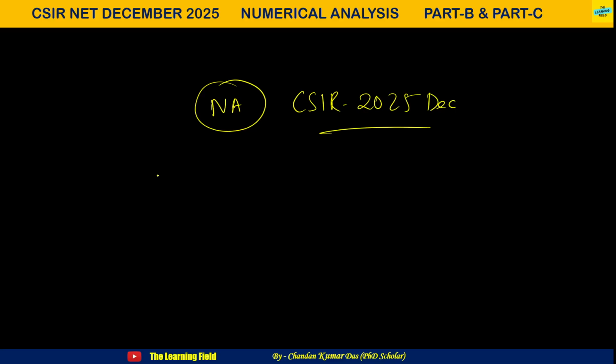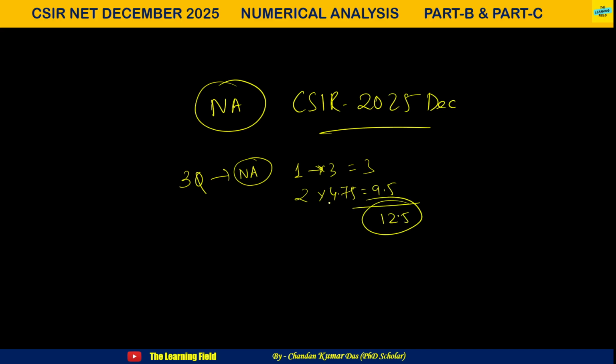In this session, we are going to discuss the numerical analysis questions paper of CSIR NET December 2025. In this paper, there were a total of 3 questions from numerical analysis. One question is in part B, that is of 3 marks, and 2 questions are in part C, that is of 4.75 marks. So a total of 12.5 marks came in this paper of CSIR NET December 2025.